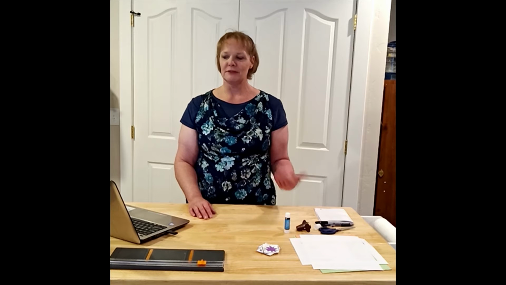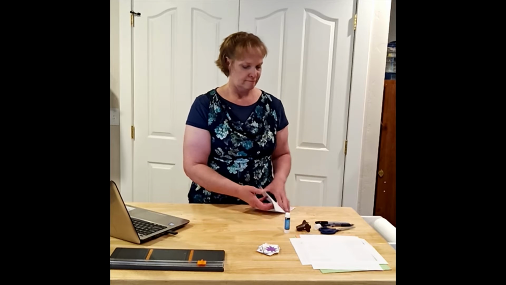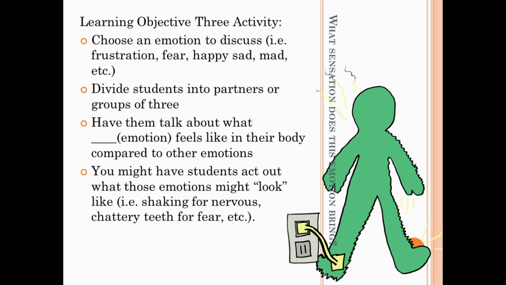So, the learning objective 3 activity is to choose an emotion. So let's choose discouraged here. But you could pick lots of different emotions, and you want to divide the students into partners or groups of 3, and then have them talk about what these different emotions feel like in their body. So again, they're discussing, they're learning to talk about feelings and be comfortable with that, which is really important in a situation where they aren't necessarily experiencing those emotions.